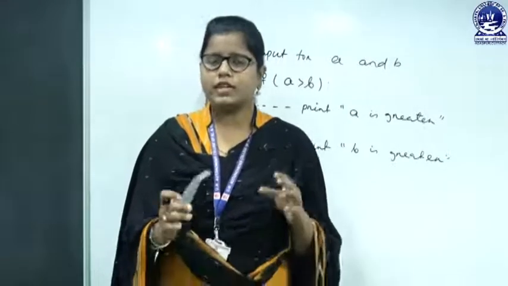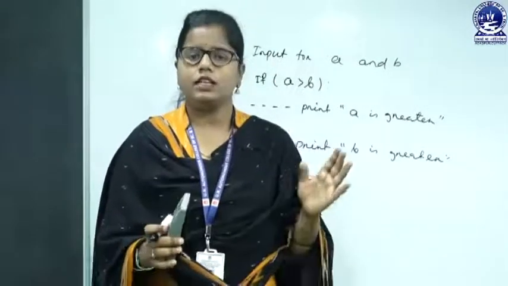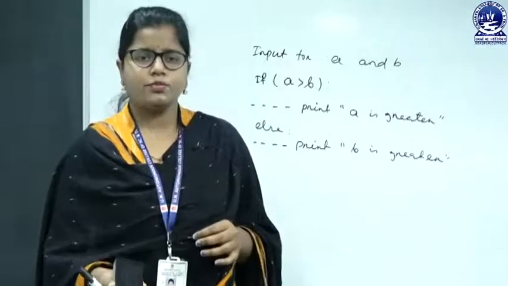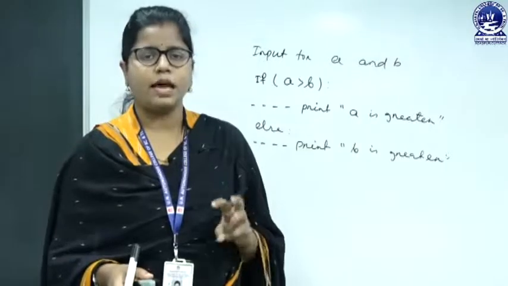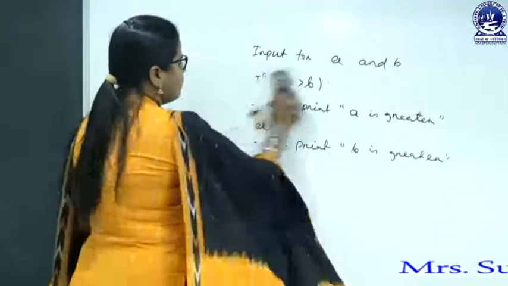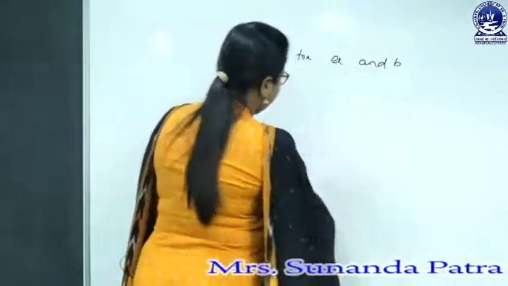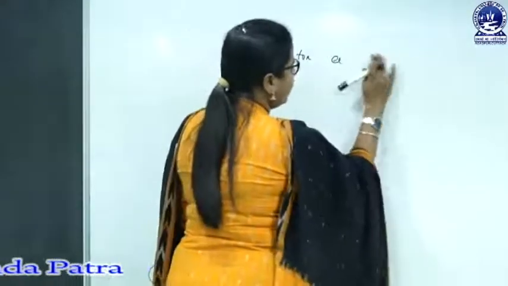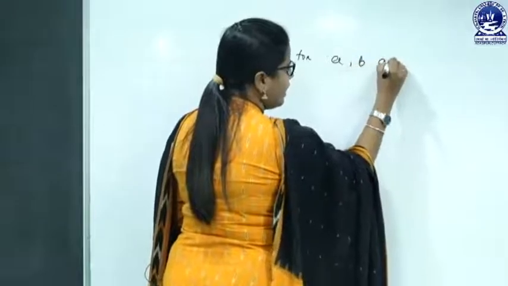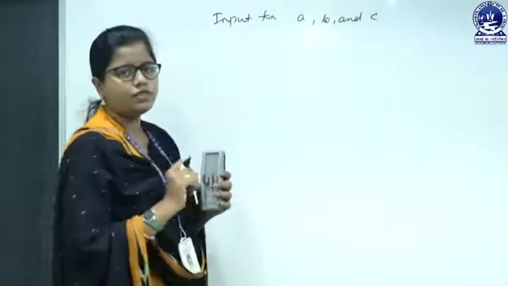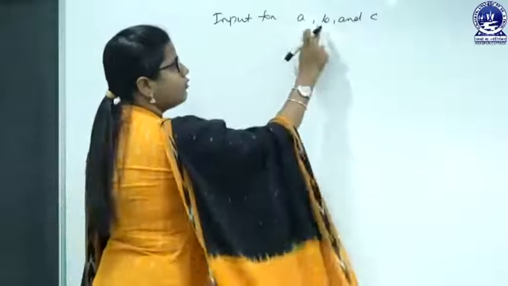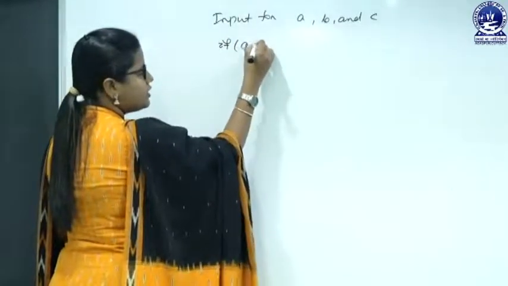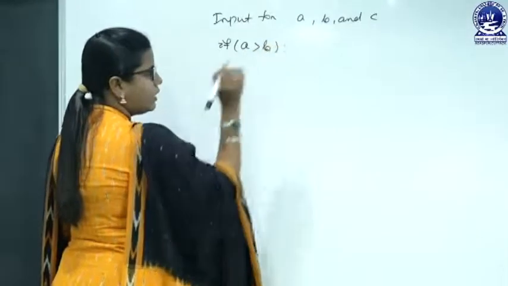So pseudocode is the bridge in between the algorithm and the programming. The third question is, suppose we have to find the greatest number among three numbers. So here we have to take input for three variables, A, B and C. Next we have to compare A with B. So here is the outer if where we can check A is greater than B.